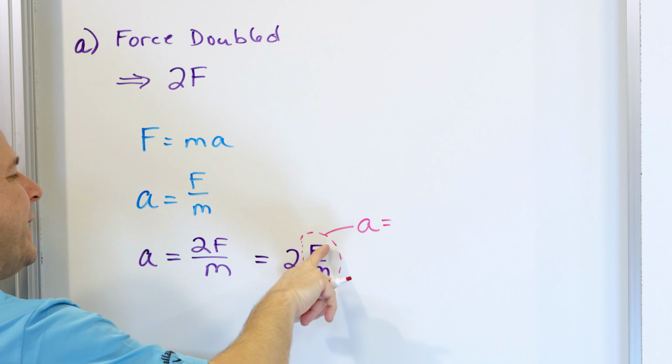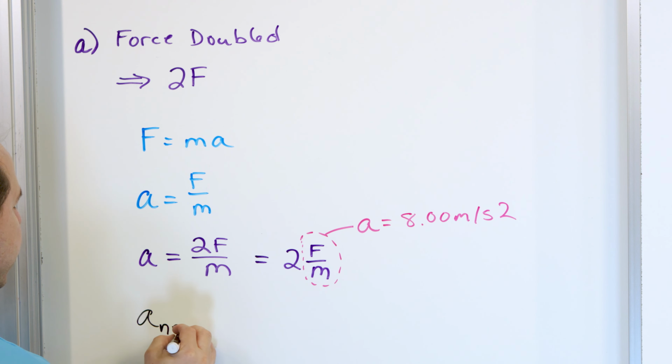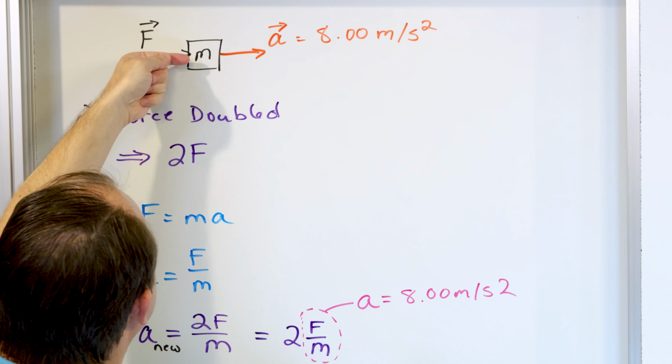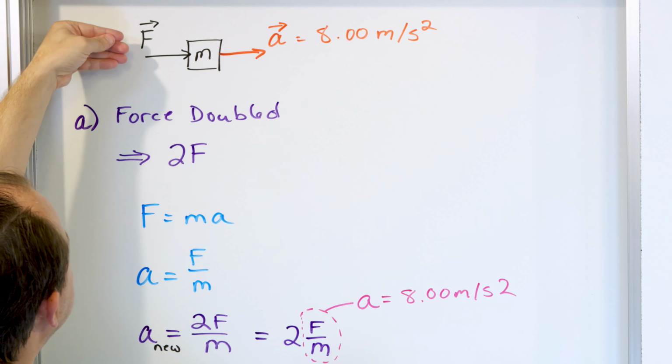So what I can then say is that the new acceleration, I'll put new under here. I guess I could put new under here as well. The new acceleration is going to be equal to 2 times the original acceleration, which is 8.00 meters per second squared. So the new acceleration is 16 meters per second squared. Now, I think most of you probably would have guessed that this is the correct answer, because when I draw the picture like this, you can see this force is what's applying to the block to make the acceleration happen. So if you double the force, it kind of makes sense that you would double the acceleration, which is exactly what's happened.